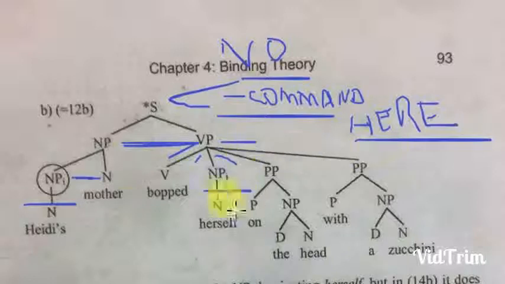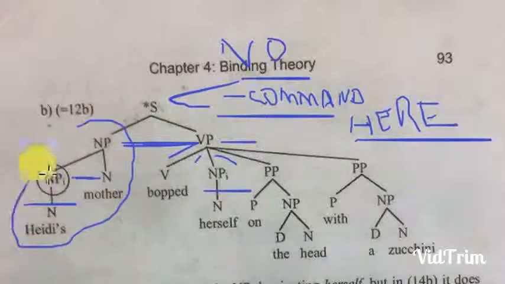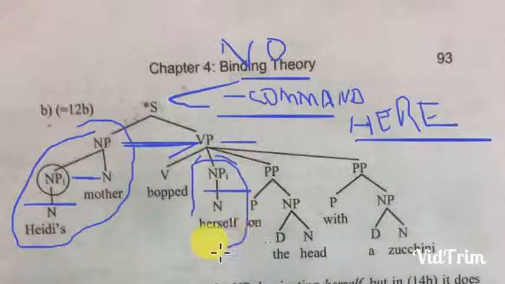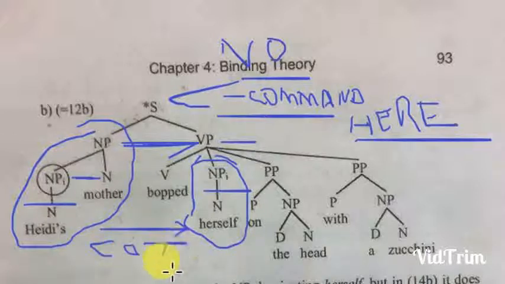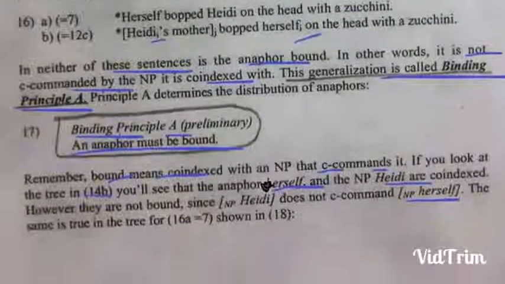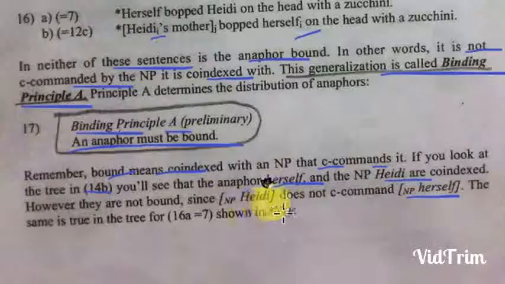If you look at the tree in 14b, where Heidi's mother bopped herself on the head with a zucchini, you'll see that the anaphor herself and the noun phrase Heidi are co-indexed. However, they are not bound, since the noun phrase Heidi does not c-command the noun phrase herself.